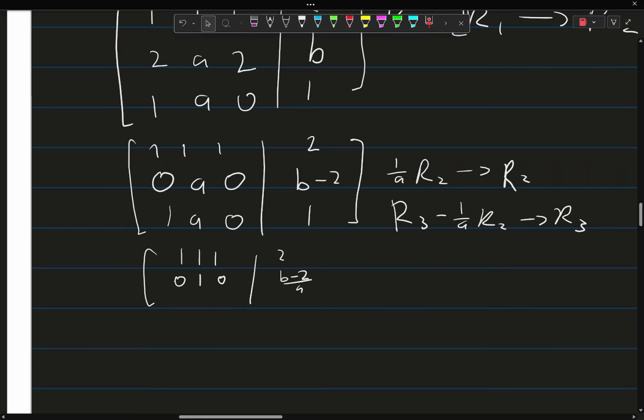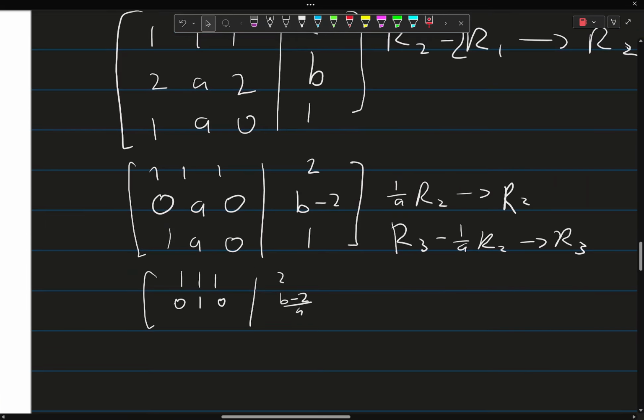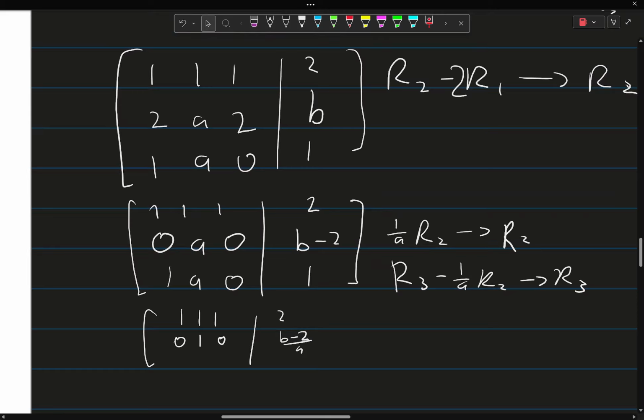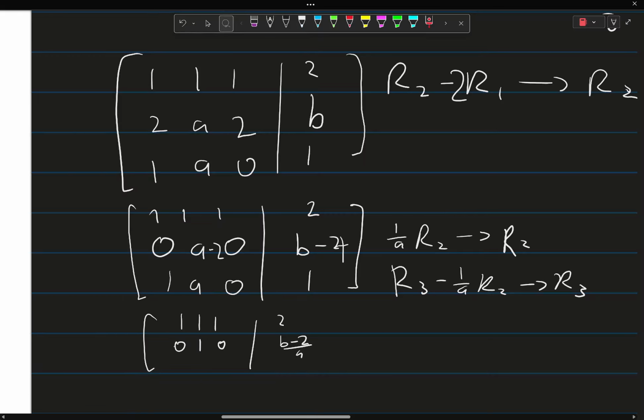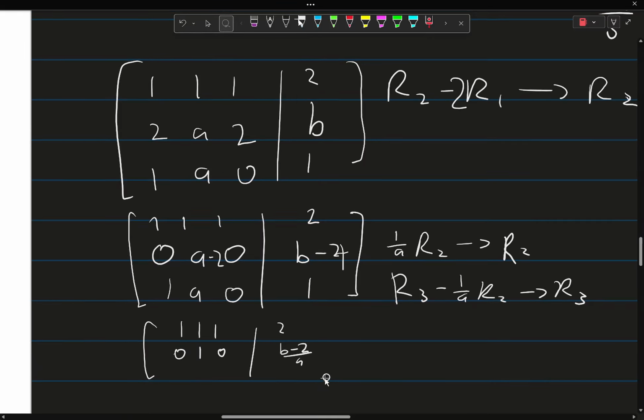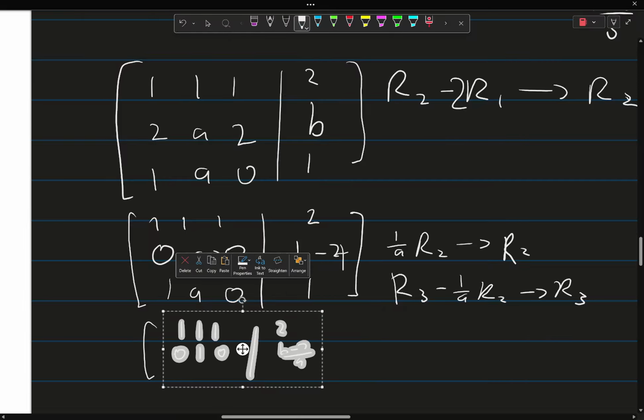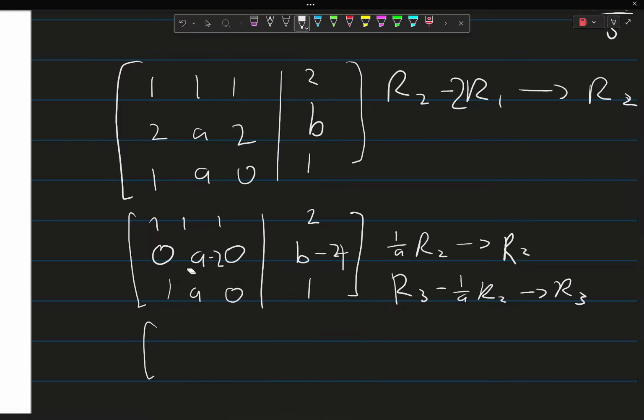How I got a and b minus 2 from row 1 minus 2... no, it's row 2 minus 2 row 1. It would be a minus 2. Yeah, you're right. And it should be b minus 4. Yeah, you're right. Okay.